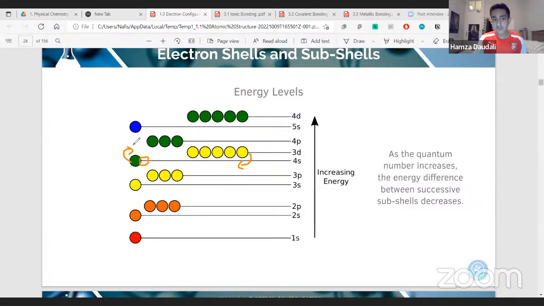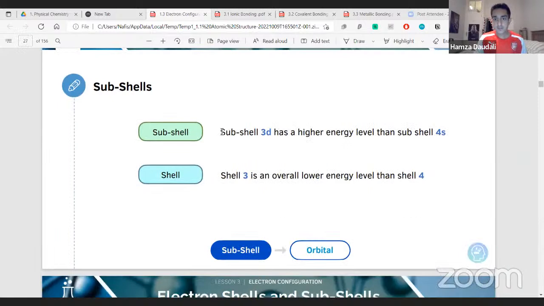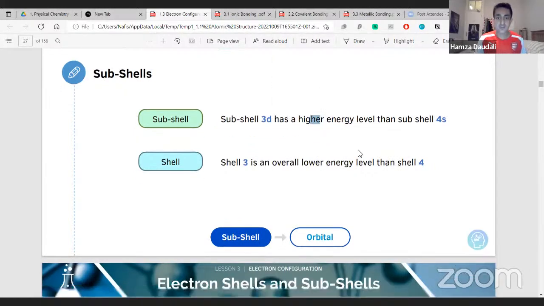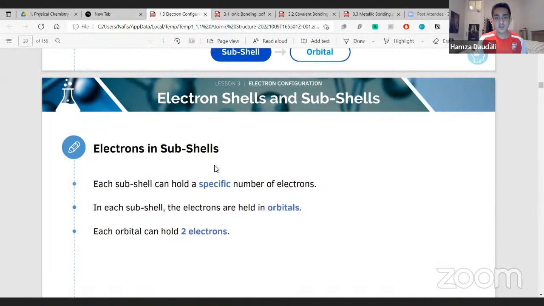So 4s fills up first, but then it moves to its higher energy level, 3d comes down and it takes the extra electrons in. So the exception is the subshell 3d has a higher energy level than subshell 4s, but 4s fills up first.